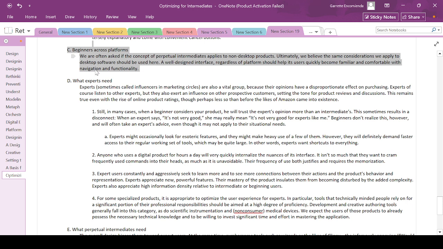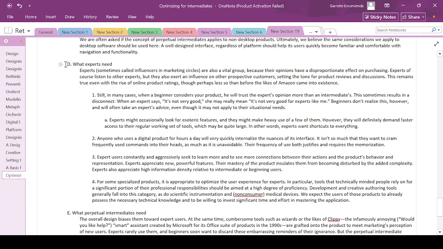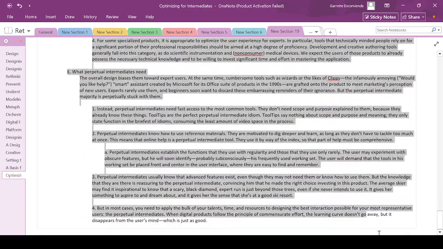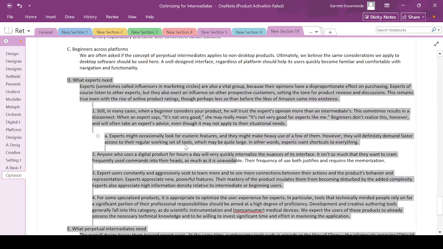Beginners across platforms. We are often asked if the concept of perpetual intermediates applies to non-desktop products. Ultimately, we believe the same considerations we apply to desktop software should be used here. A well-designed interface, regardless of platform, should help its users quickly become familiar and comfortable with navigation and functionality, based on their mental model, based on their goals. Who is the user you are trying to optimize for, to make your product useful? What do experts need?